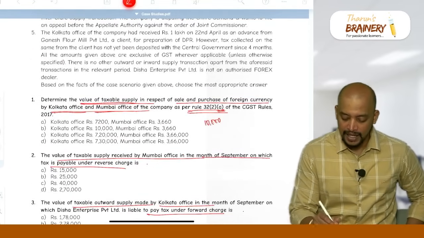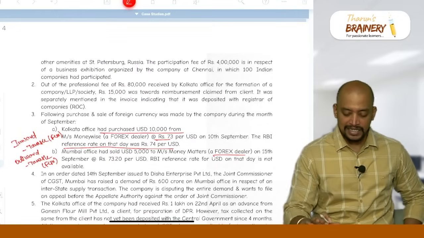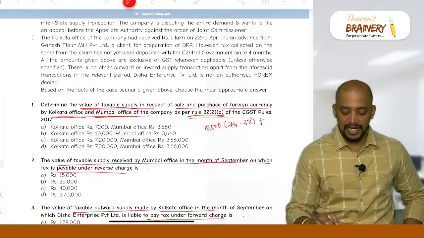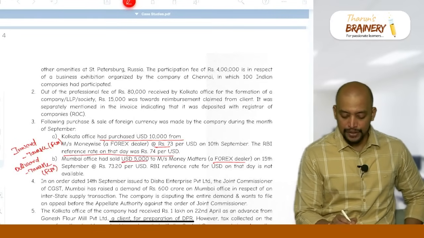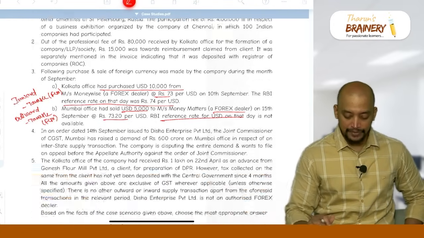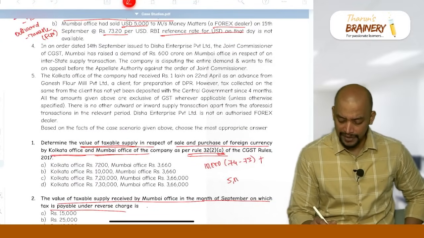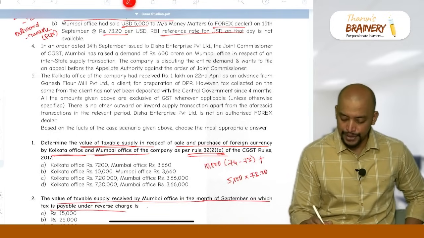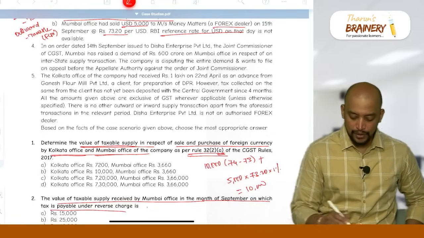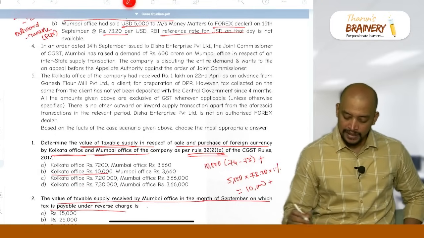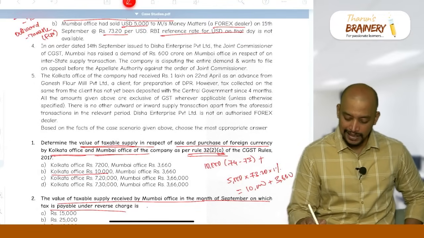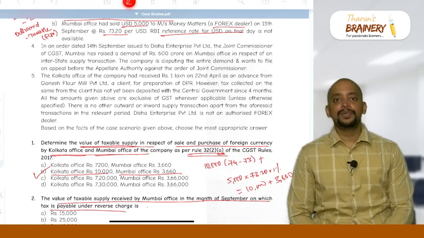So $10,000 into, what is the transaction? 73 and 74. So the difference we need to take, this is one value. Another value is Mumbai office has sold $5,000 at 73. RBI reference rate not available means gross amount exchanged in Indian rupees into 1%. So $5,000 into 73.20 into 1%. So for Kolkata office, 10,000 into 1, that is 10,000. And for Mumbai office, it will be 5,000 into 73.2 into 1%, that is 3,660. So Mumbai office 3,660. Option B is the answer for this.